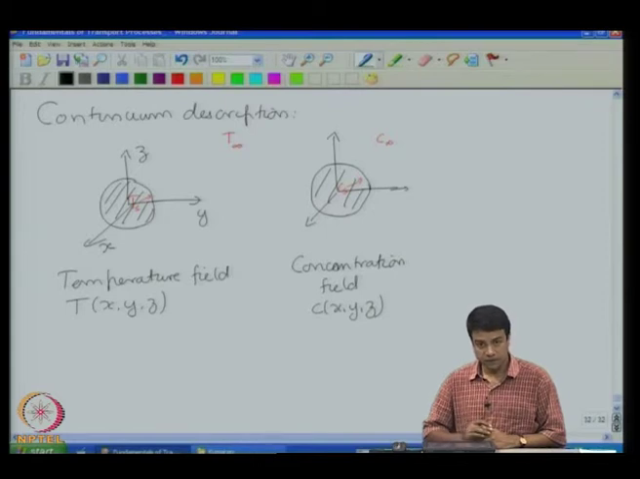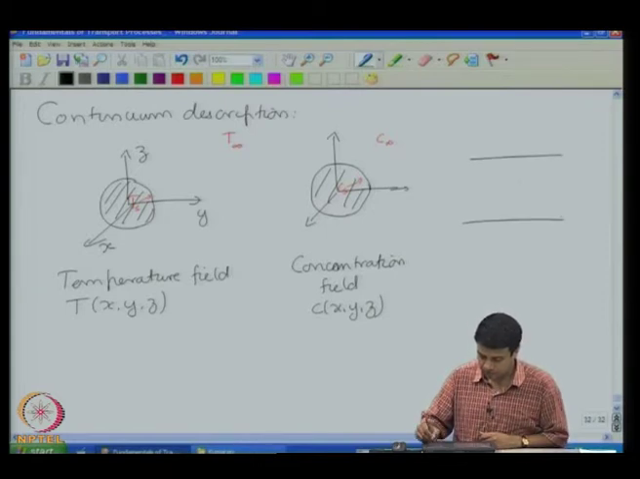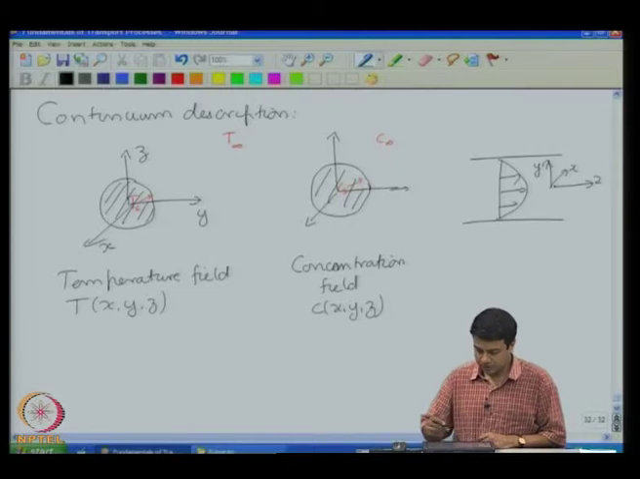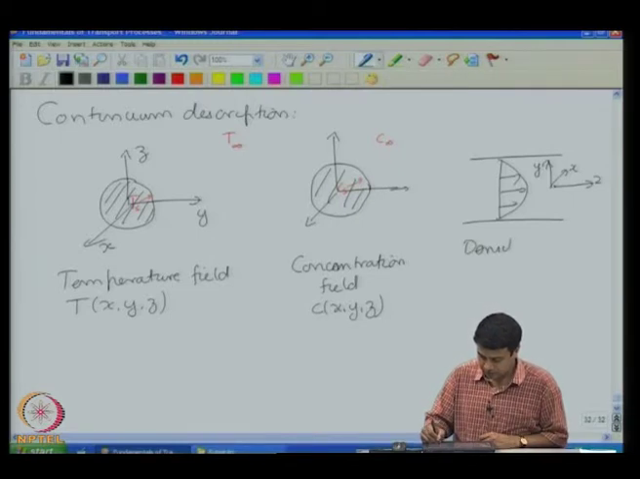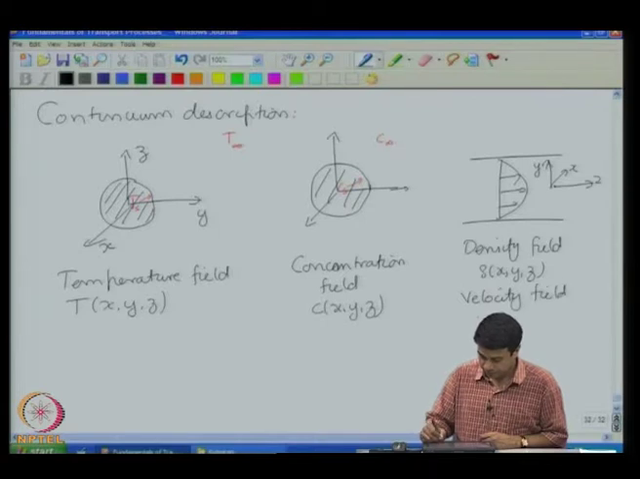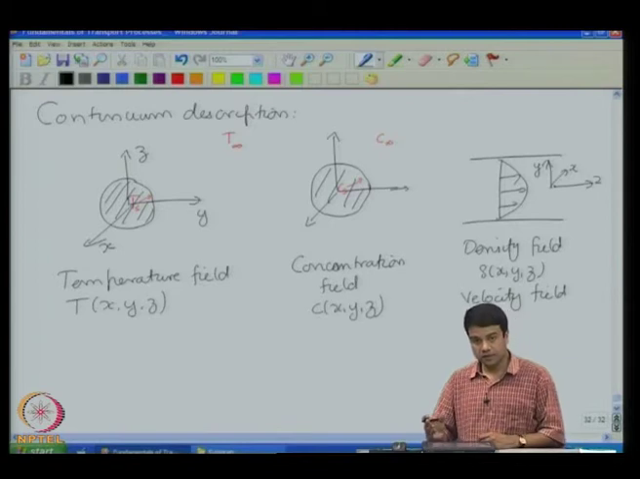And similarly, for a momentum transfer problem, for example, if I had flow through a pipe, I would define a coordinate system z, x, y. Okay. And here I would define the density fields, density field as the total density, mass per unit volume, rho of x, y, z, and the velocity field. Okay. Velocity field, velocity can be in 3 different directions.